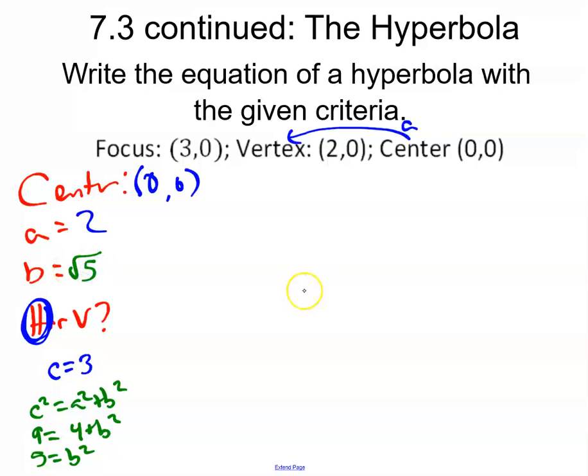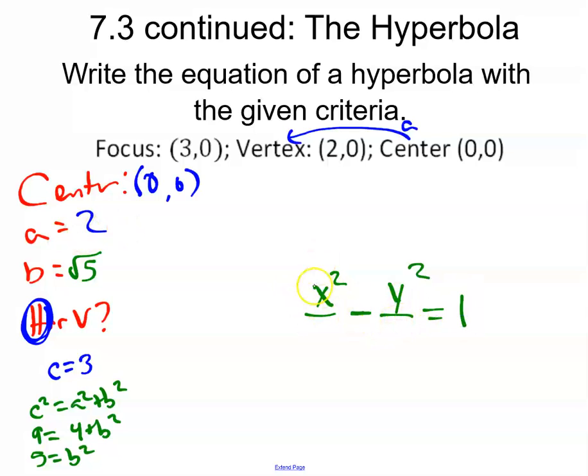So now, the one thing with hyperbolas as you're writing them, you want to make sure that before you jump into it, you pay attention to which one comes first, because unlike with ellipses, it's not always going to be the x first. So this one is horizontal, so in this case the x goes first. So it's x minus 0 squared, or just x squared. Y minus 0 squared, which is just y squared. Hyperbolas is subtraction, and it equals 1.